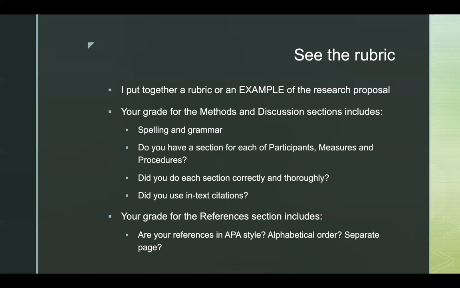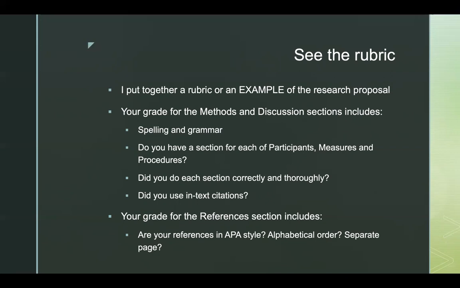Your grade for that methods and discussion section, like the introduction, will look at spelling and grammar. So make sure those are beautiful. I'll also look at if you have a section for participants, measures, and procedures. And did you do each section correctly and thoroughly? And did you use in-text citations where needed? Now, you may have more of those in the introduction than you do in the methods section, but certainly in your measures section, you will have in-text citations for sure.